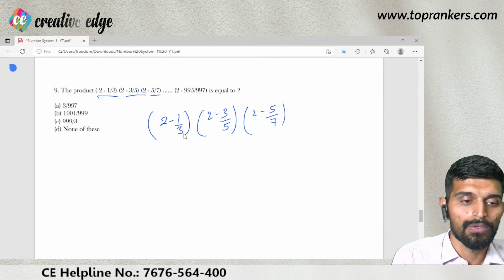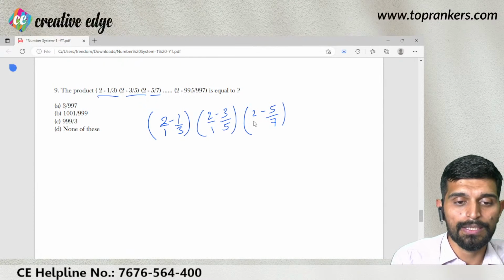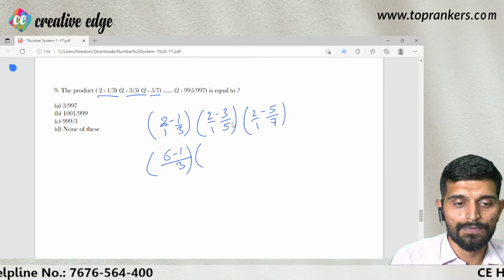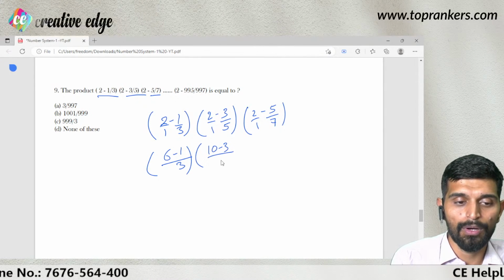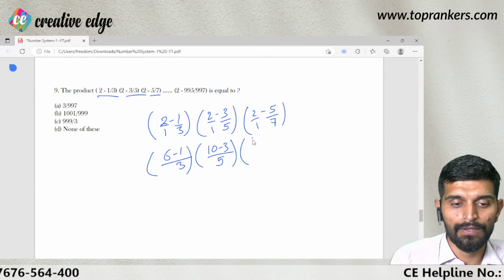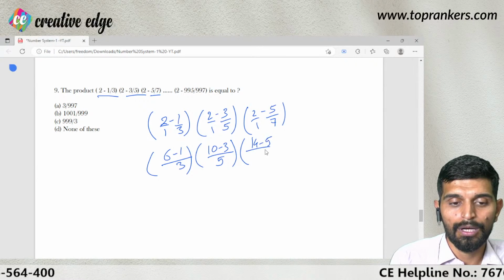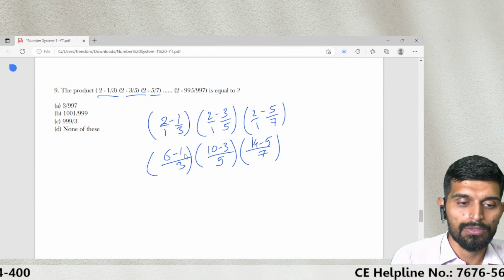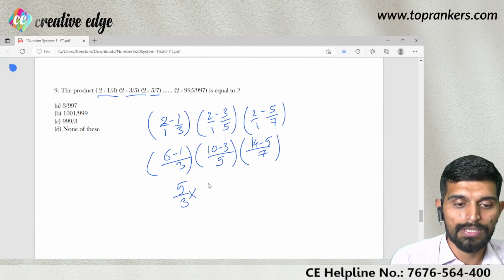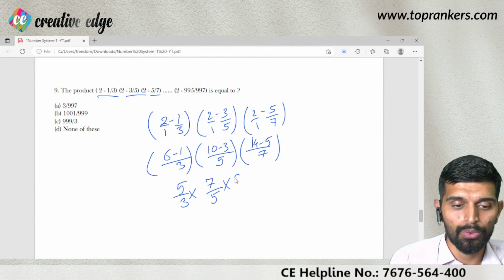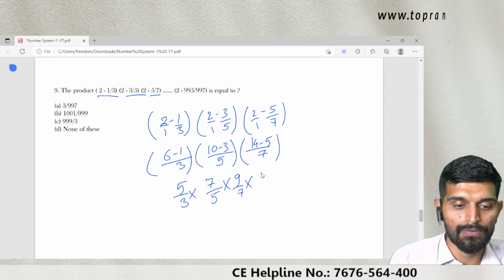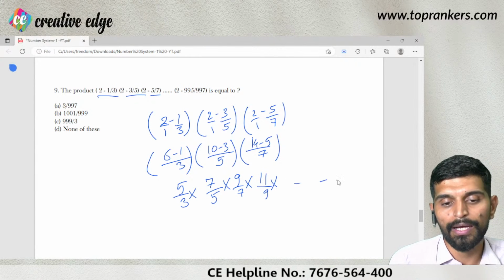So this is 3 into 2. Take LCM. 3 into 2, 6 minus 1 upon 3. This is 5 into 2, 10 minus 3 upon 5. This is 14 minus 5 upon 7, and so on. So this is 6 minus 1 is 5 upon 3 into 7 upon 5 into 9 upon 7, and on that basis we can determine the pattern. Next will be 11 upon 9 and so on.